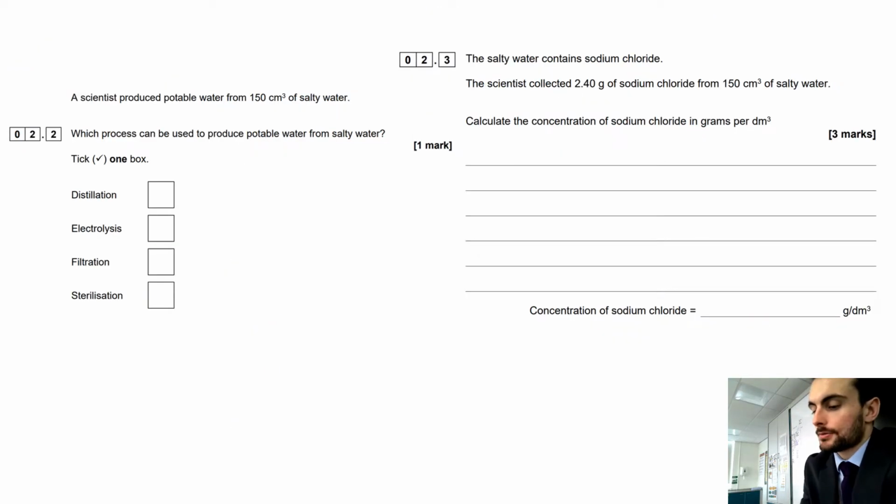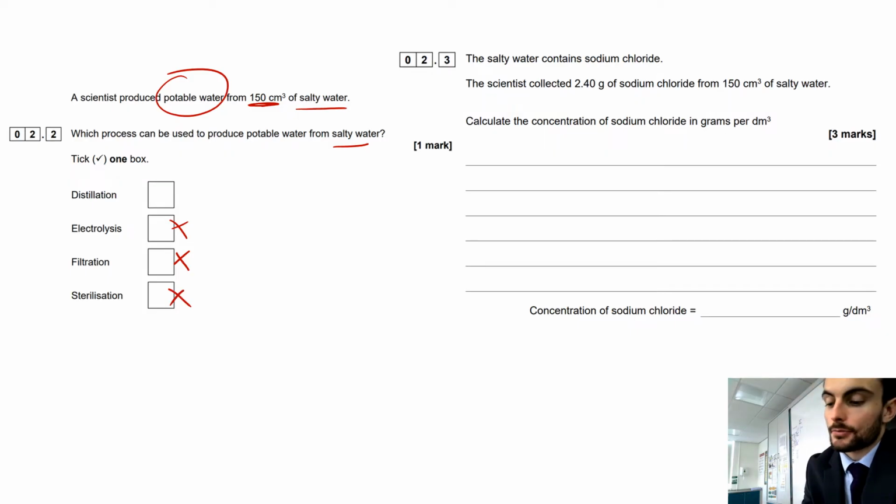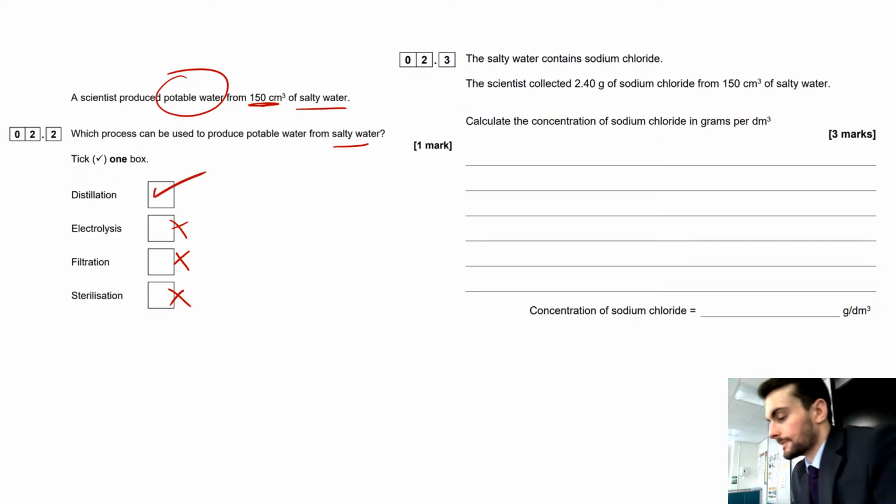A scientist produced potable water from 150 centimeters cubed of salty water. Which process can be used to produce potable water from salty water? We should know this. It's not going to be electrolysis because that's not talking about drinking stuff. It's not going to be filtration because the salt's dissolved, so it's going to get straight through. And it's not going to be sterilization because we're not talking about removing bacteria. It must be distillation.